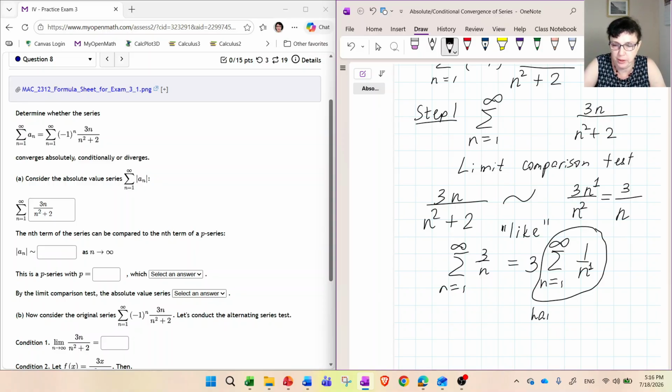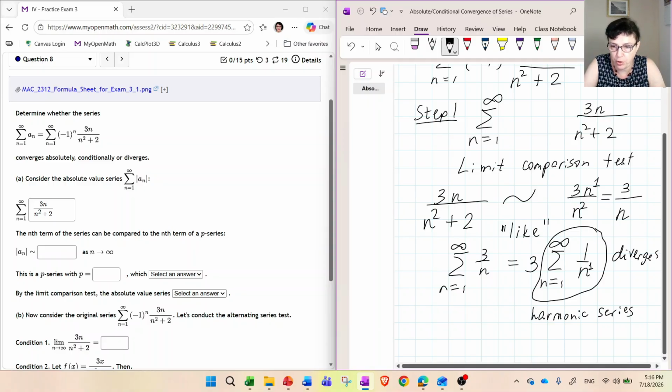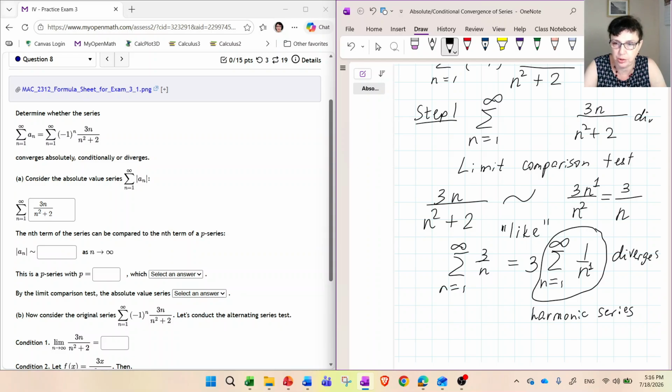It's called the harmonic series. The harmonic series is a very famous series where the nth term does go to 0, 1 over n approaches 0, but the series will diverge. So this one is divergent, and then by the limit comparison test, that means that the original series also diverges.